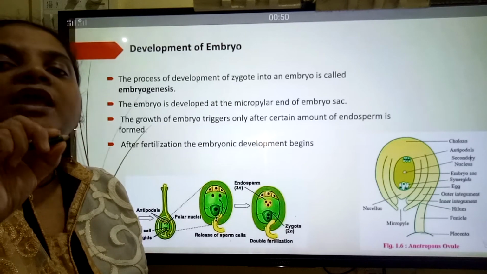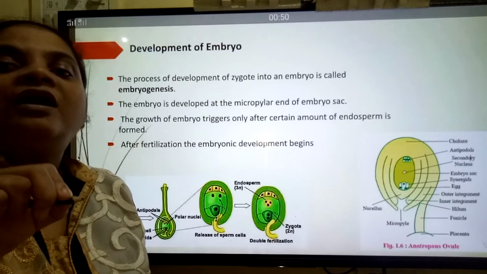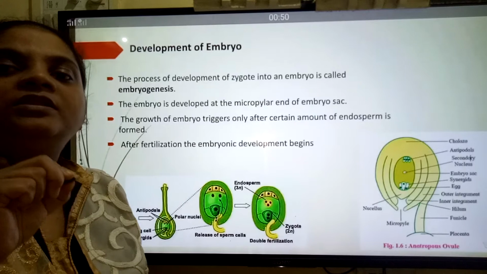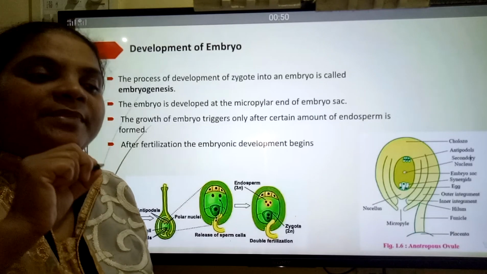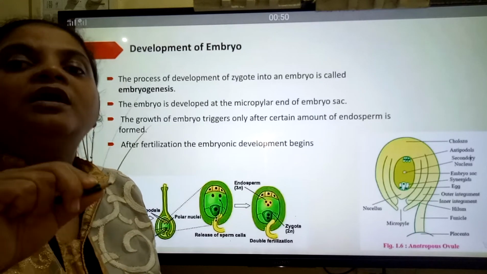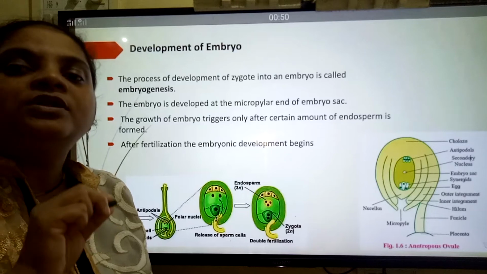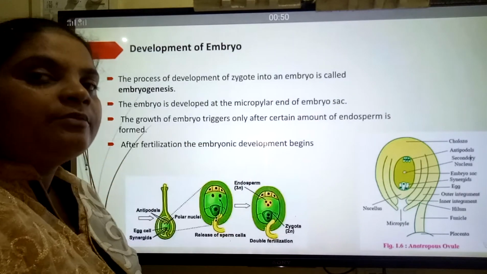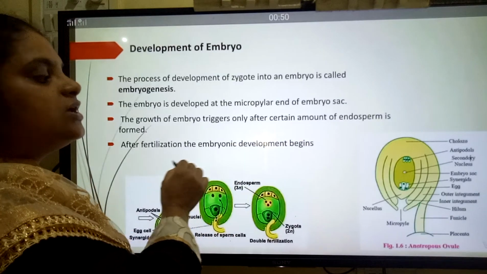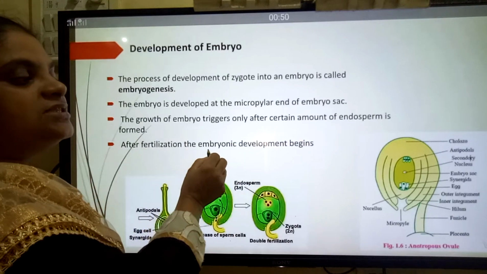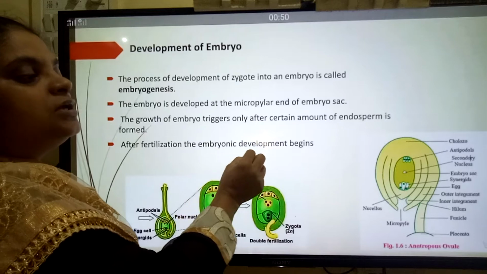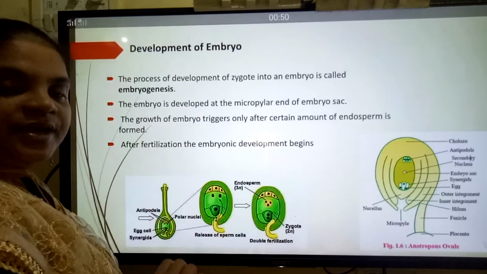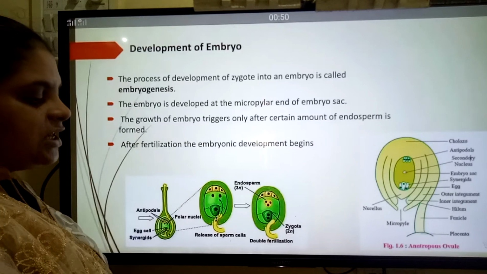This embryo starts to develop after the fertilization. So what is fertilization? In this process, what happens? Male gamete fuses with the egg cell and forms the zygote, and that zygote undergoes development into the embryo. So in this way it occurs after the fertilization. The embryonic development begins. This diagram we already studied in double fertilization.